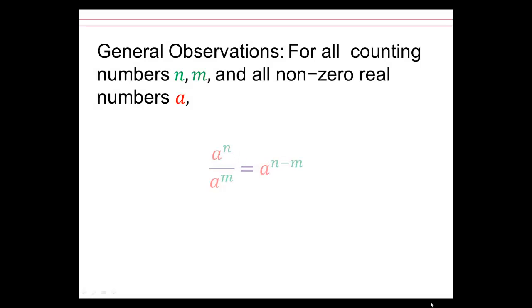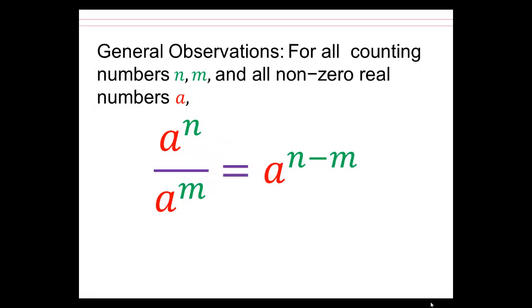So let's review again what you saw in the last lecture. We saw that for any counting numbers n and m and all non-zero real numbers a, if you have a to power n divided by a to power m, you end up with a to power n minus m. And you saw examples in video logs where if this was 6 and this was 2, you did 6 minus 2 or 4. All right, well, we're not done playing yet.